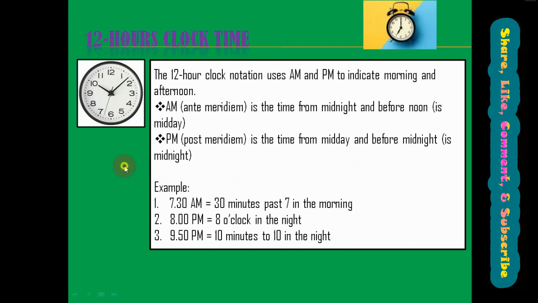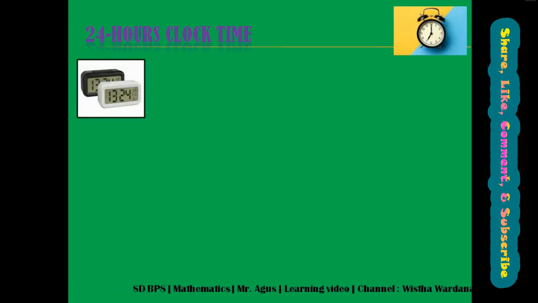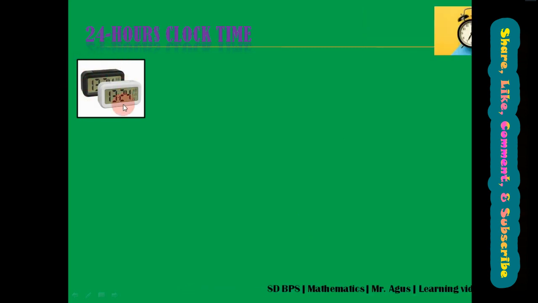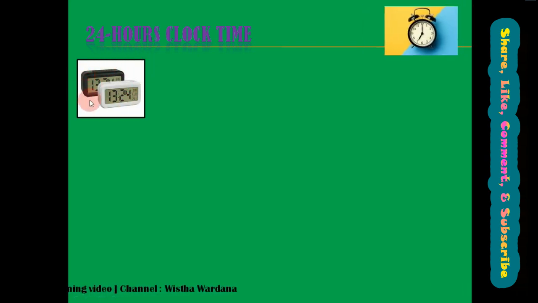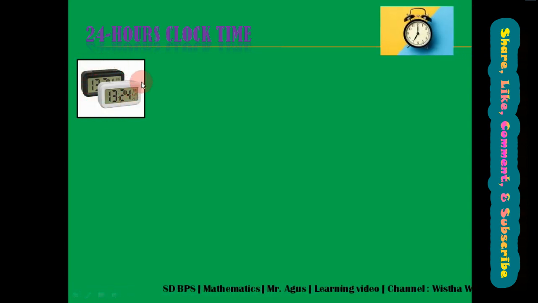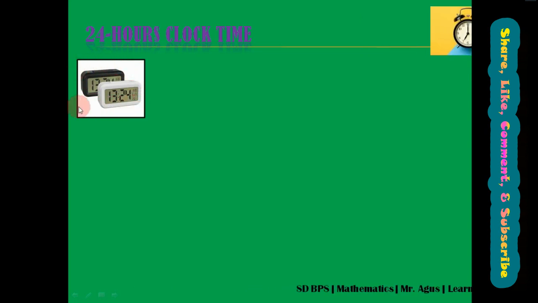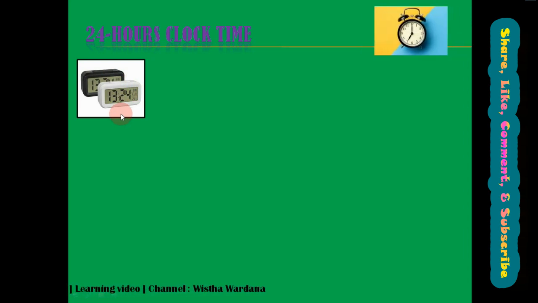Okay, let's continue. The second one is about 24-hour clock time. This is an example of the time that uses 24-hour clock time. 24-hour clock time uses the information that we know, one day equals 24 hours. In a digital clock, almost all use 24-hour clock time.